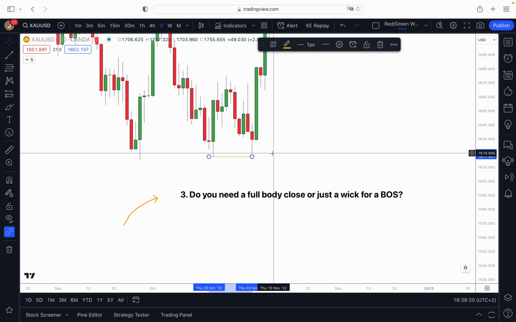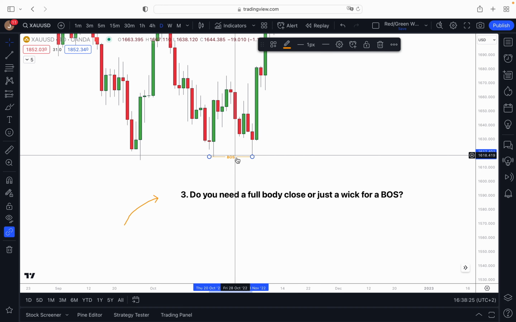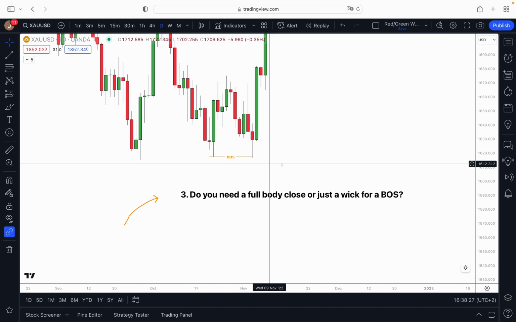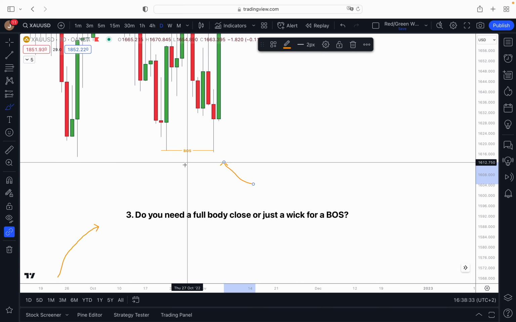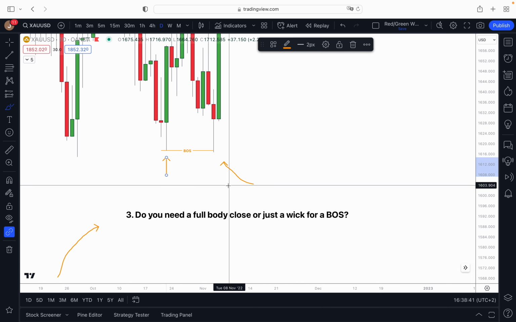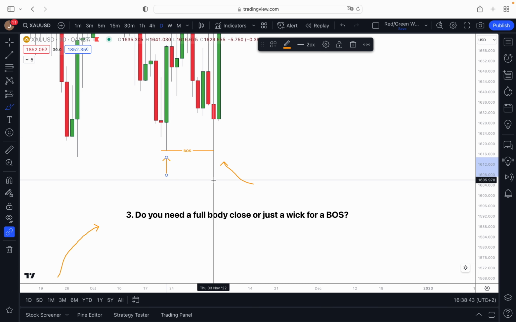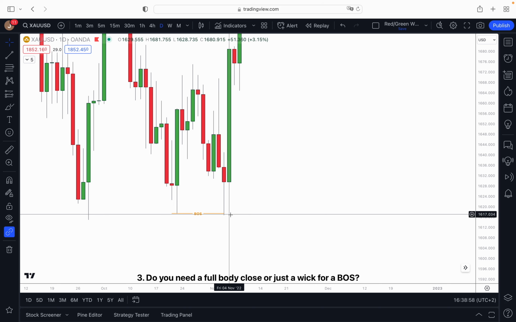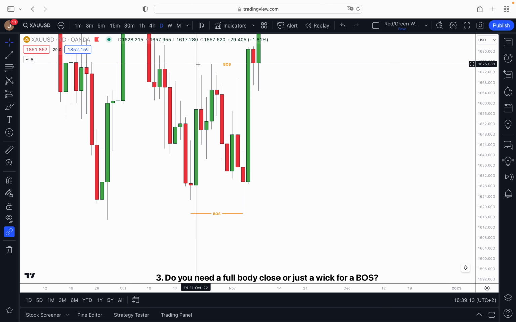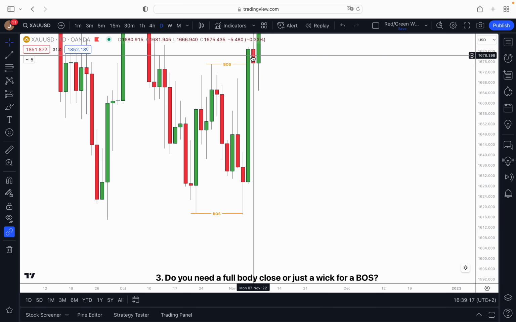As you can see, we had this last low right here, where some people would say that we have a break of structure because this low right here is lower than this one. So for some people this is a valid break of structure, but in this example you can see that the price rallied to the upside. You also have a break of structure here with the full body close.